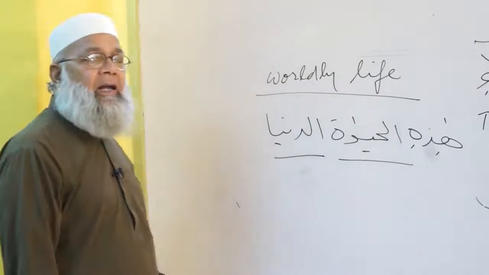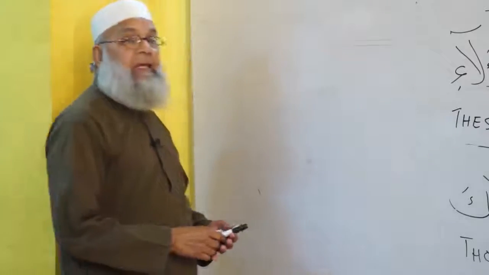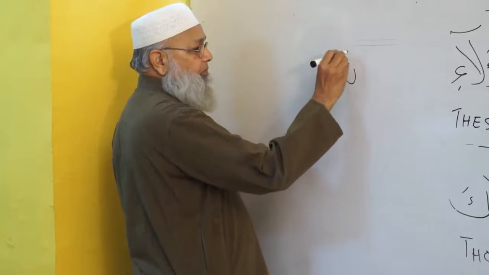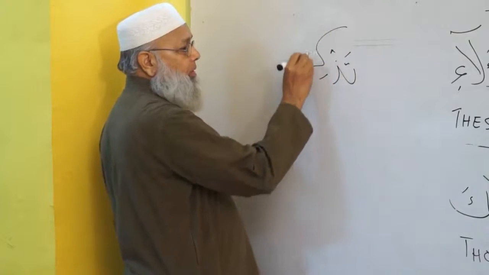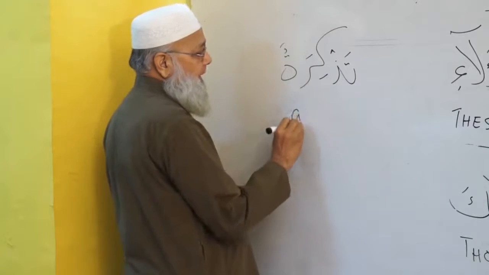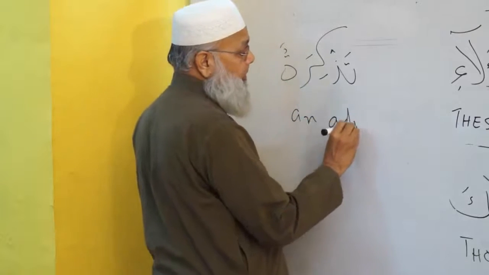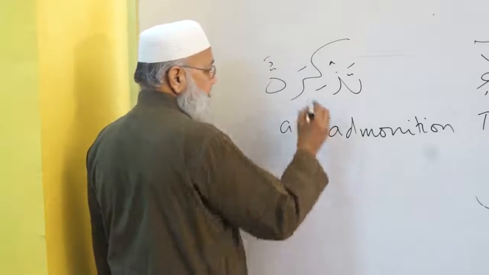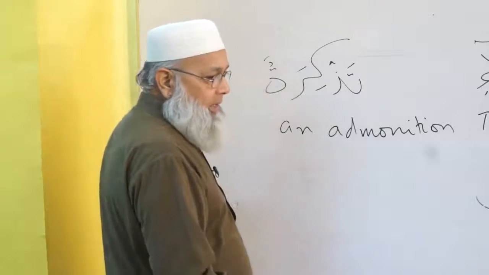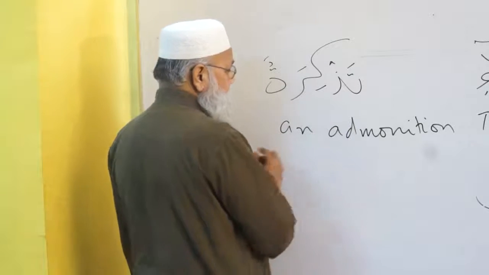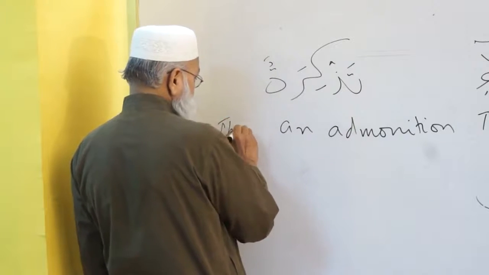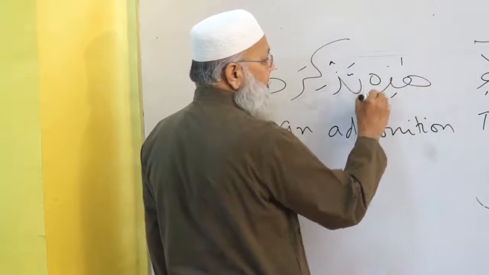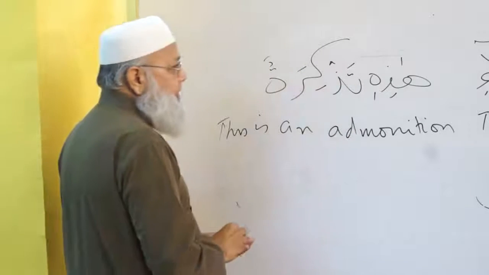A'lamu annamal Hayatud Dunya hadihi tadhkiratun. In the Quran you find tazkira is admonition. Tadhkiratun is an admonition. And this is about the Holy Quran. It has been hadihi tazkiratun. This is an admonition. Hadihi tazkiratun. So that's all for today.